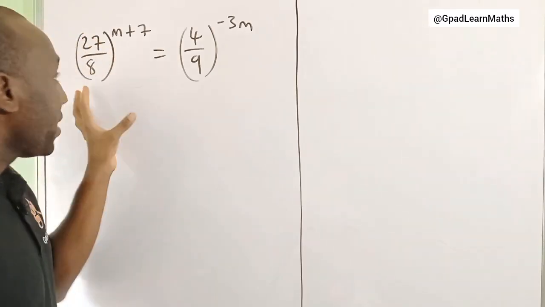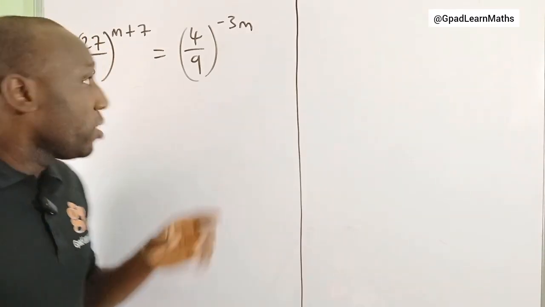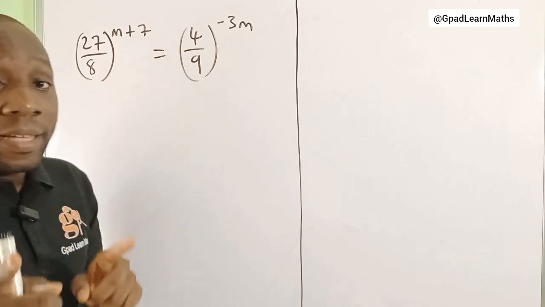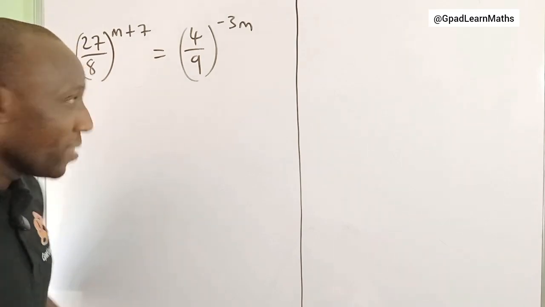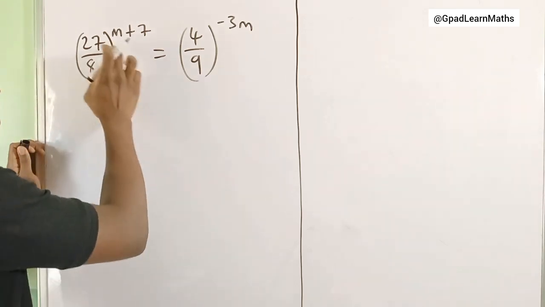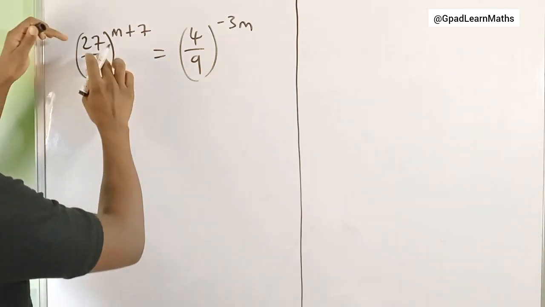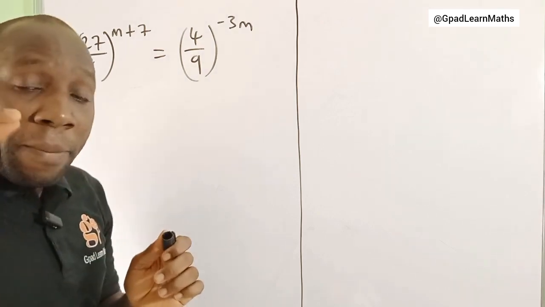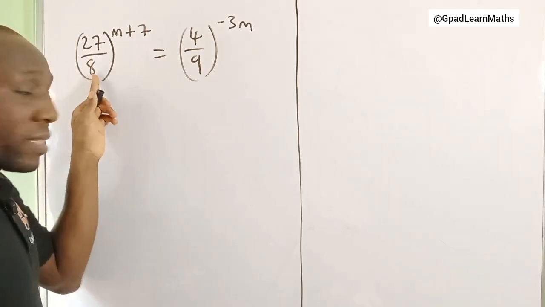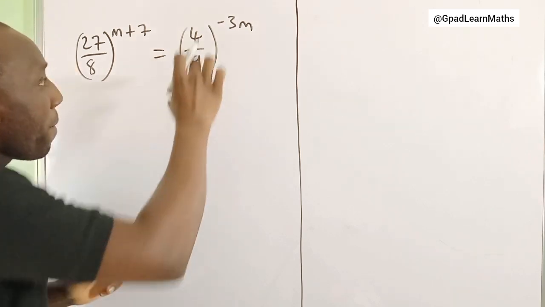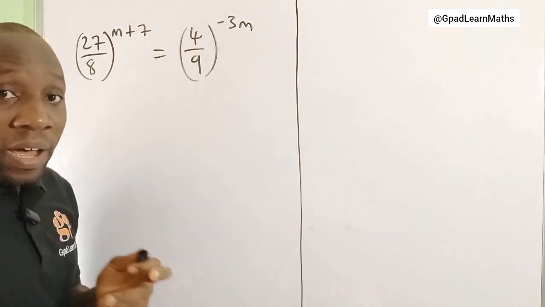Hello friends, we have this exponential equation and we need to get the value of m that will satisfy this equation. So let's start off by rewriting this. Now I'm going to express 27 as a power of 3, express 8 as a power of 2, because I can do the same thing to 4 and 9 here.